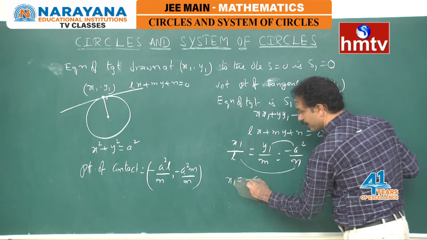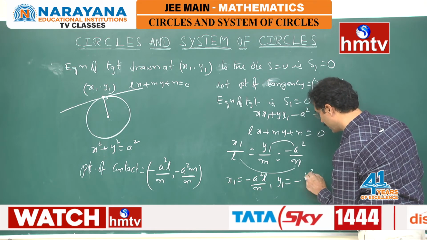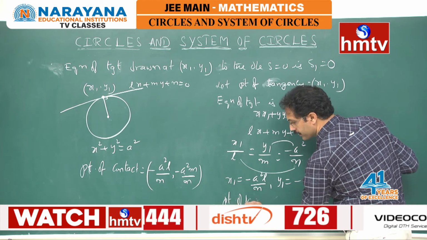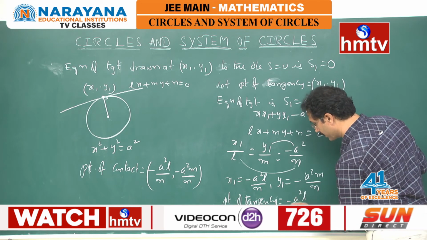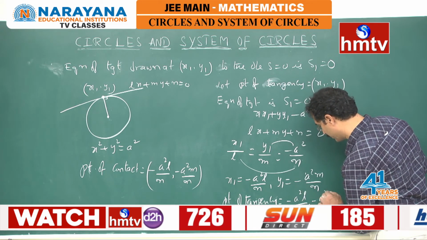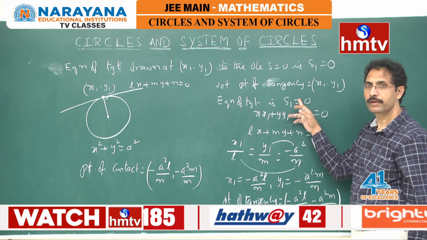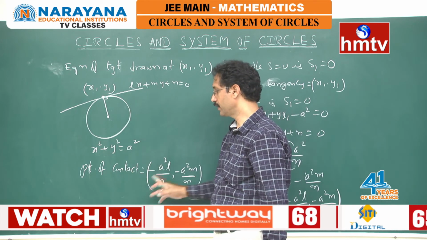Now, on equating this with this and this with this, x1 is equal to minus a square L by n, and y1 is equal to minus a square m by n. So, the point of contact, that is the point of tangency, is minus a square L by n and minus a square m by n. In this way, we can find the point of contact when a line Lx plus my plus n is equal to 0 touches this circle.